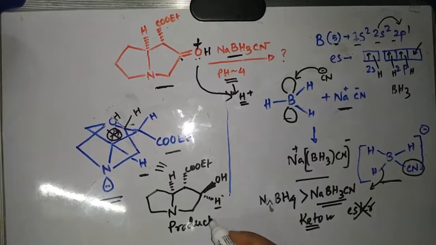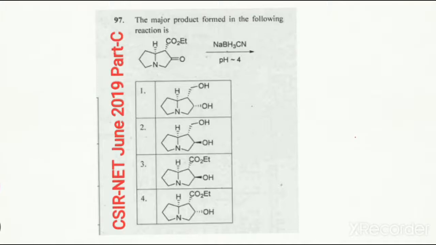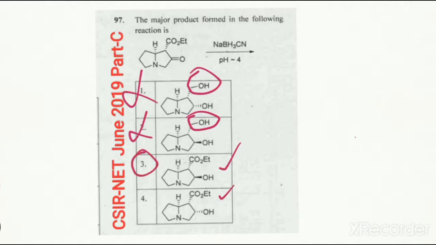Hope you understand the logical explanation. Here in option 1 and option 2, you can see the CO2 group is also reduced, so these are not the correct answers. Among options 3 and 4, the keto group is selectively reduced, so one of these will be correct. If you see the stereochemistry, we can understand that option 3 is the correct answer, because the OH should be above the plane. Therefore option 3 is the correct answer.